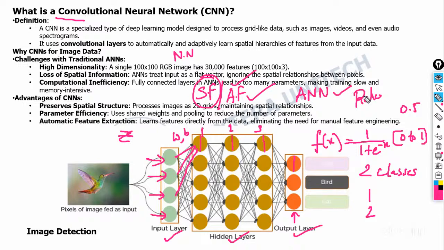ReLU is one of the widely used activation functions in hidden layer neurons. The formula of ReLU is max of 0 comma x. So this ReLU is again used as an activation function in CNN.